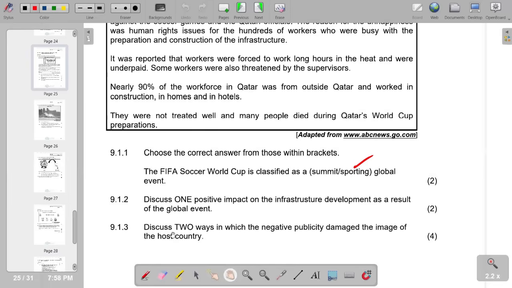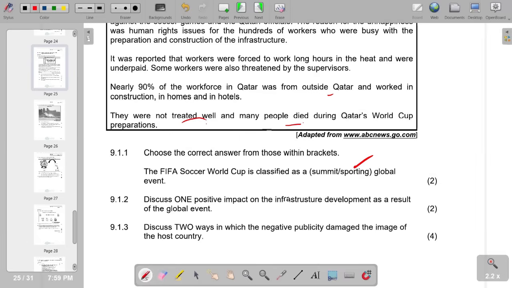it is discuss two ways in which the negative publicity damages the image of the host country. So if you come here, you would see that it reads nearly 90% of the workforce in Qatar was from outside Qatar and worked in construction, in homes, and in hotels. They were not treated well, and many people died. So those are the points to take note of that led to the negative publicity.